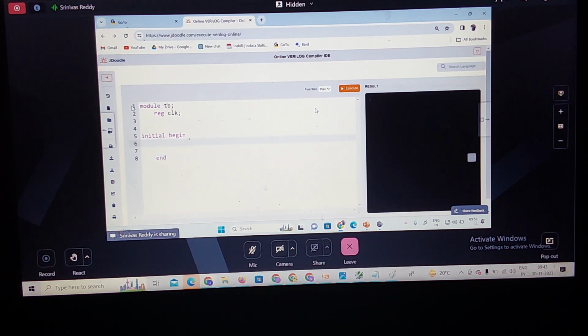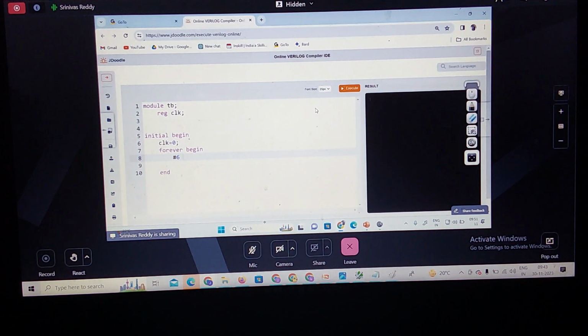Now in initial begin, what do I need to do first? Initialize clock to 0. Correct. Initialize clock to 0. Again, what do I need to do? Forever. If it is multiple statements, begin and end, then what do I need to do? Delay 5 or 6? T off should be what? Delay 6, right? Let us calculate this.